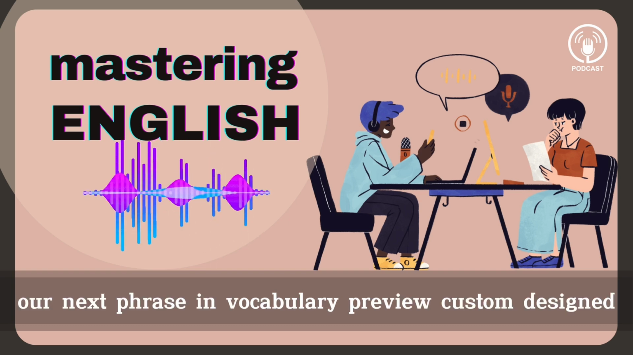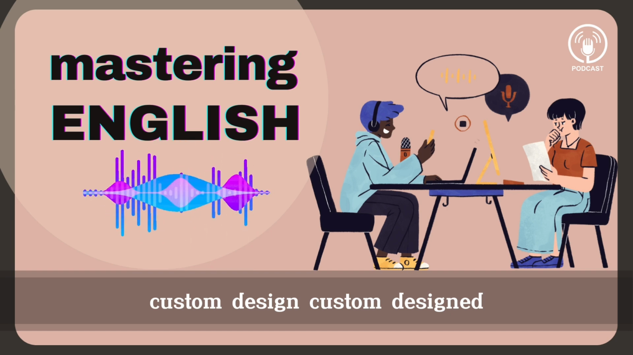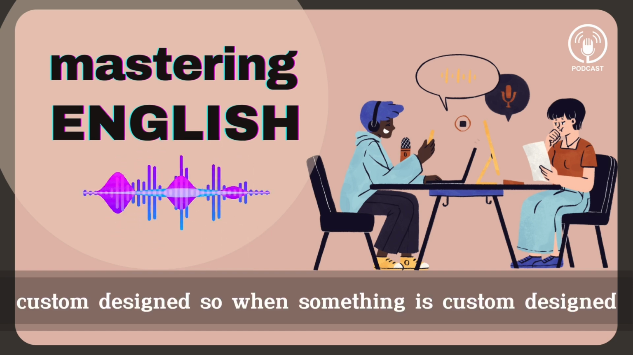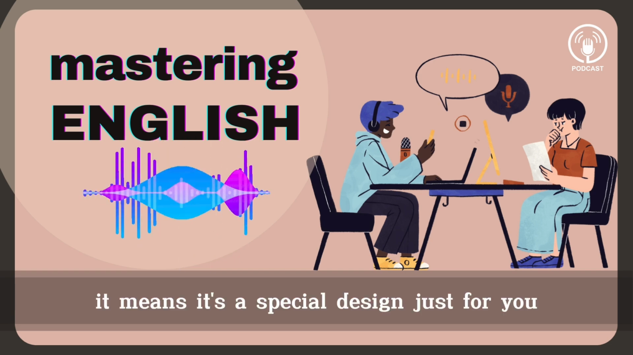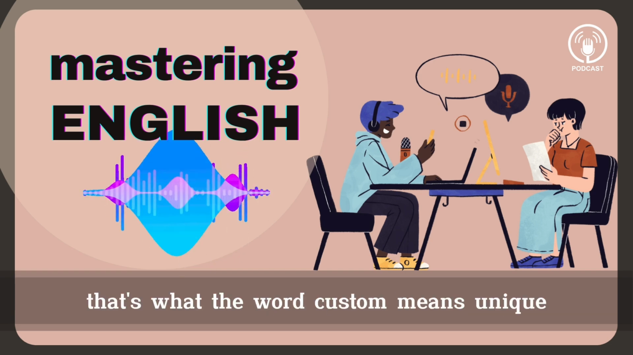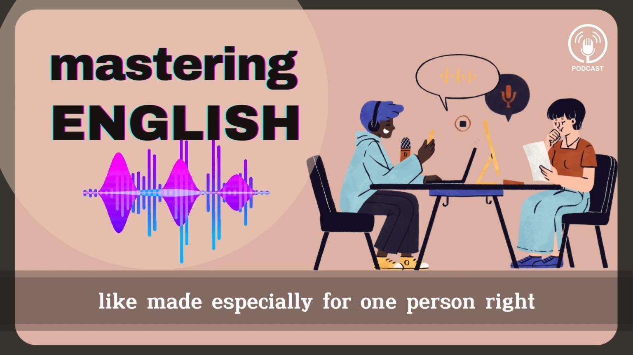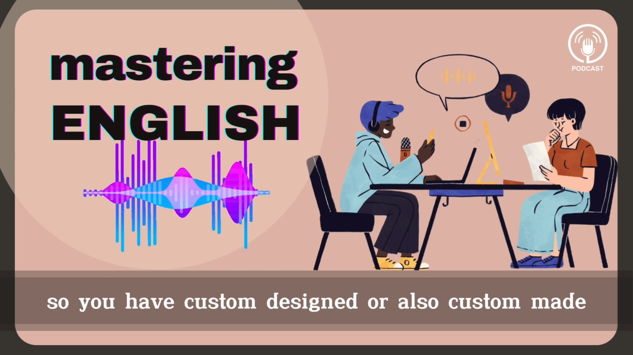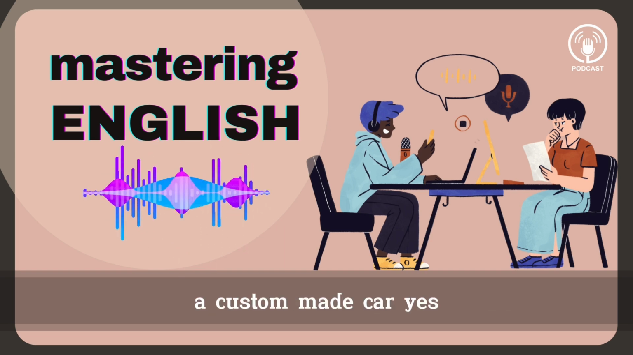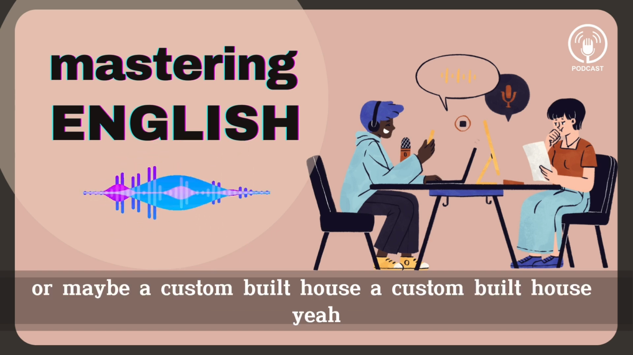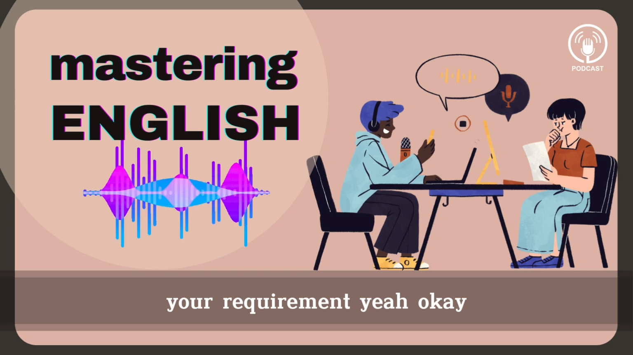Okay, got it. All right, our next phrase in vocabulary preview, custom designed. So when something is custom designed, it means it's a special design just for you. So it's unique. Right. That's what the word custom means. Unique, like made especially for one person. Right. So you have custom designed or also custom made. You see that a lot, for example, in cars, right? A custom made car. Or maybe a custom built house. With your specific likes and dislikes. Yeah, your color requirements.